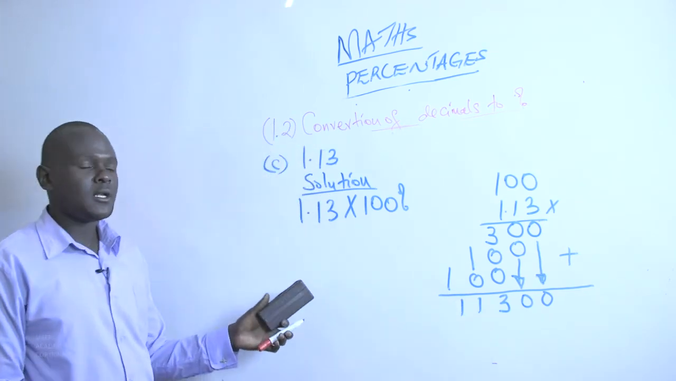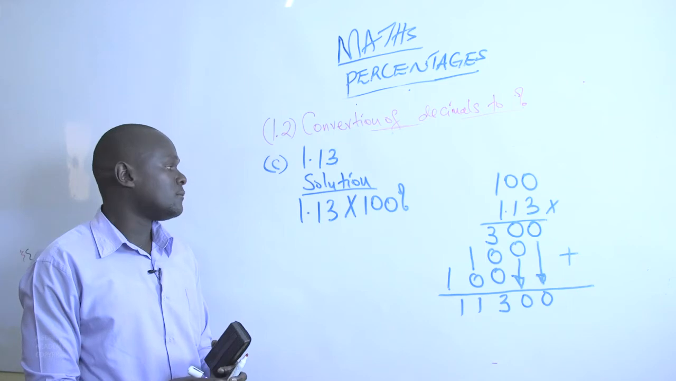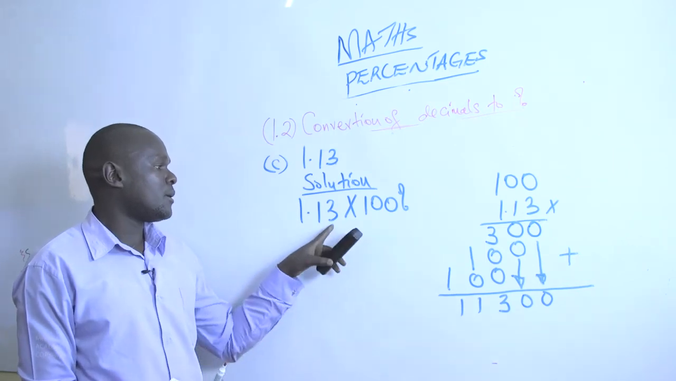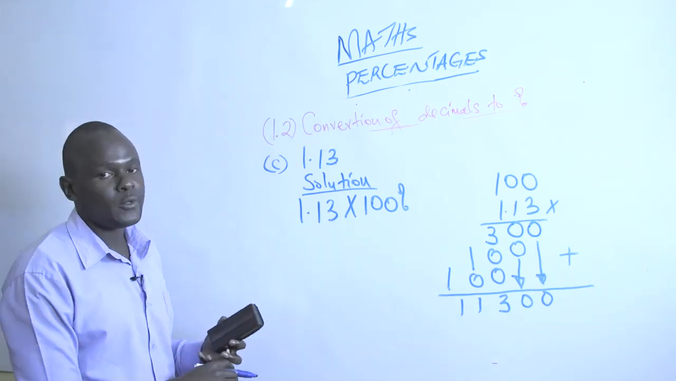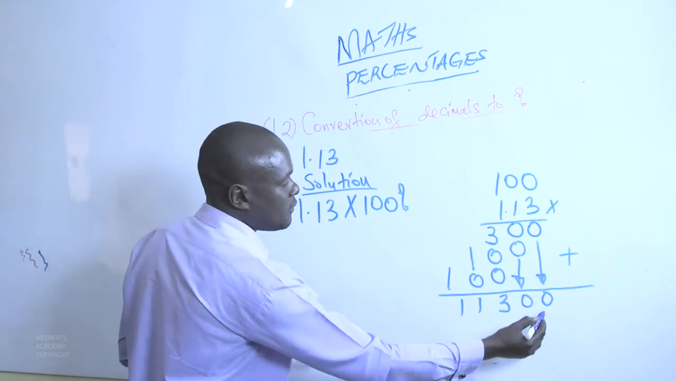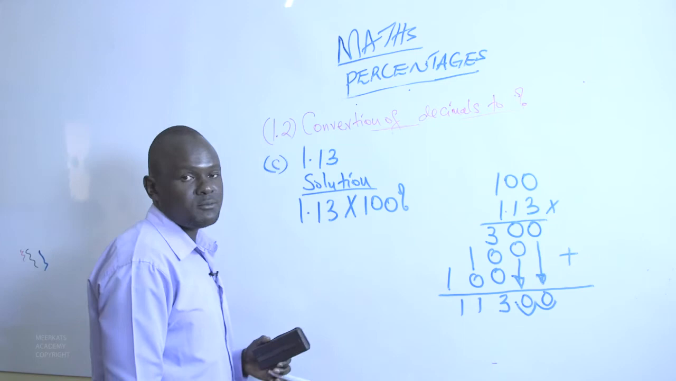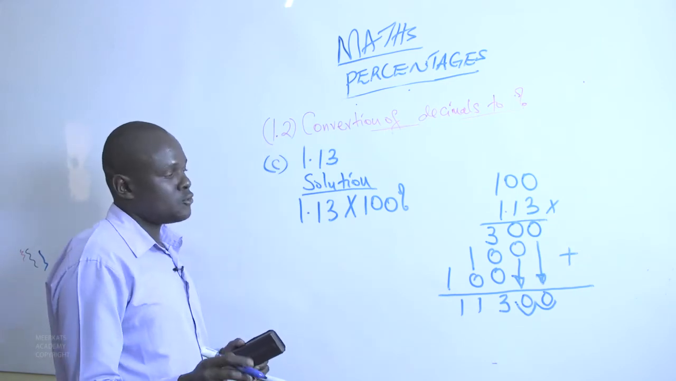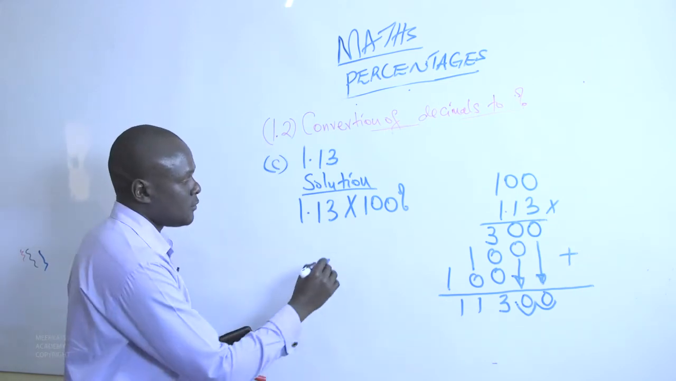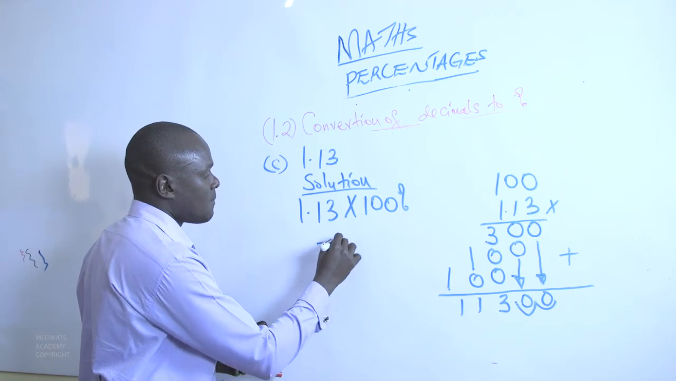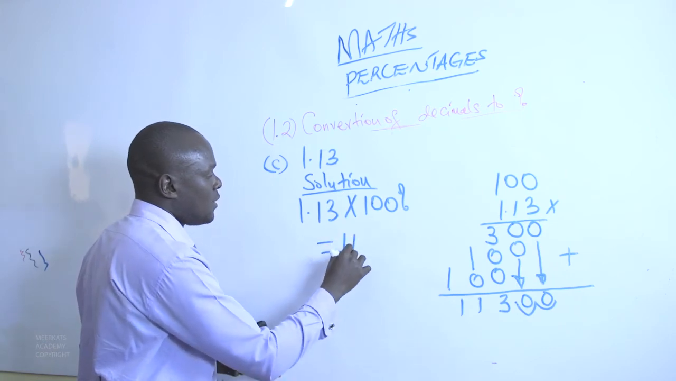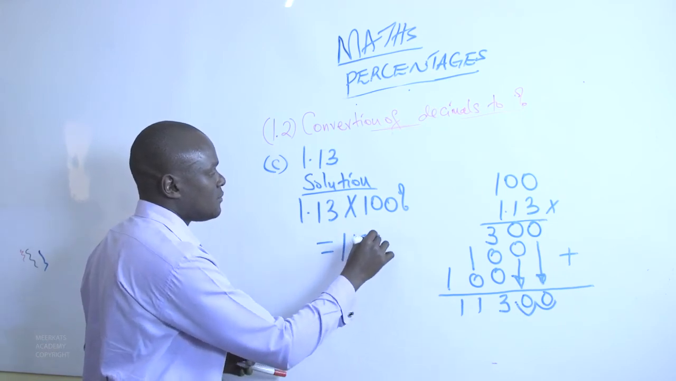And then we count the number of decimal places that we have in the initial number. Those are 2 decimal places. So we count from the right towards the left. This is 1, 2. We move the decimal place 2 places to the left. So this will give us 113%.